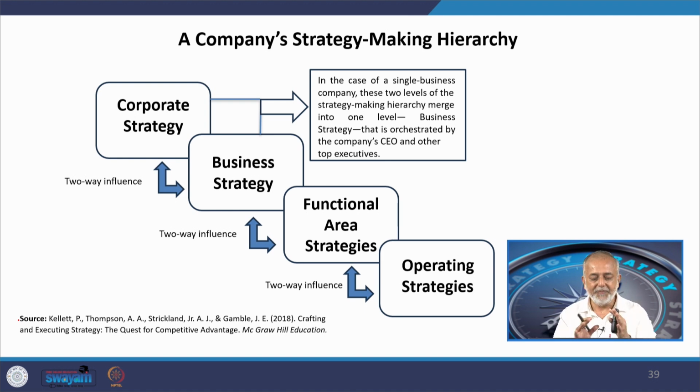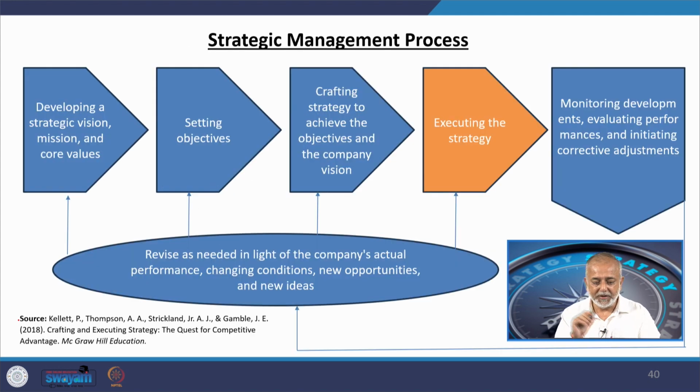So, this is what we are actually talking about here, and let us see, we are talking of execution of strategy in coherence with the objectives which we formulated, and the subsequent step which we talked about. The subsequent step was crafting a specific strategy to achieve the objectives and the company vision. So, now we are at this stage of executing the strategy. Let us see how to execute the strategy.